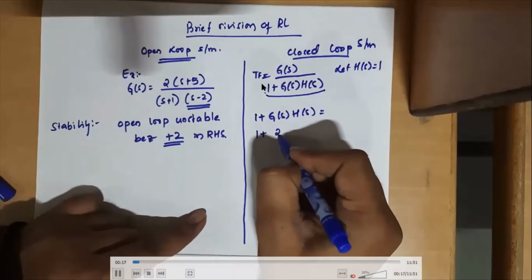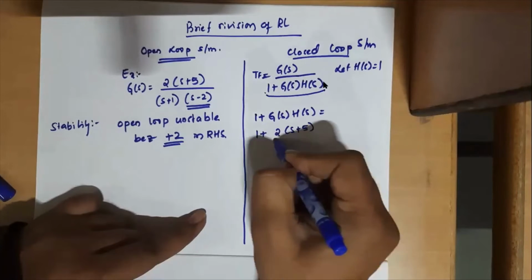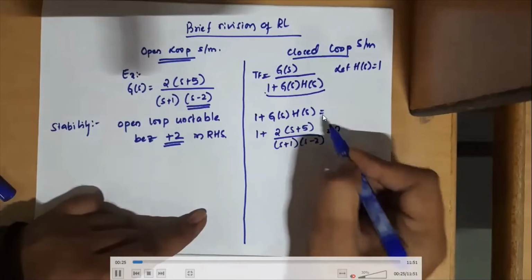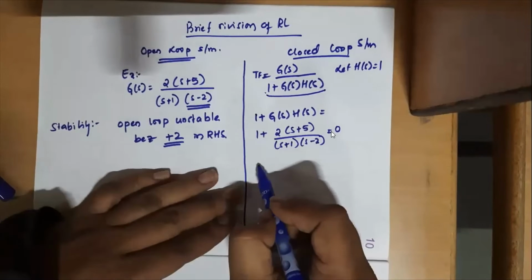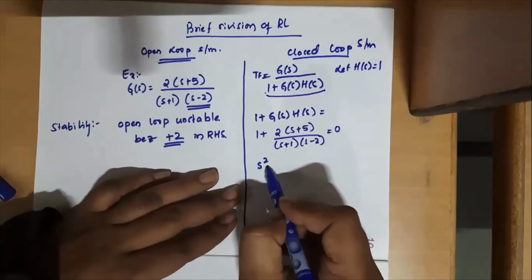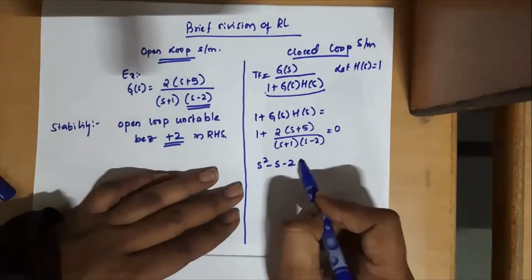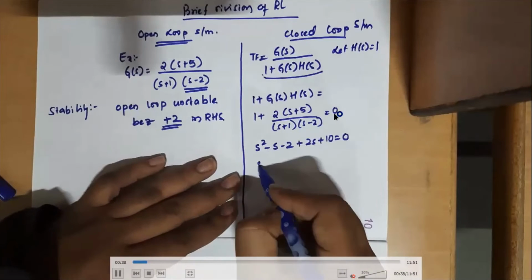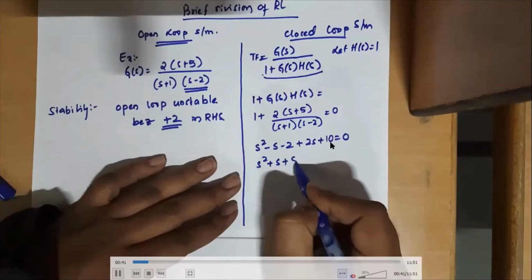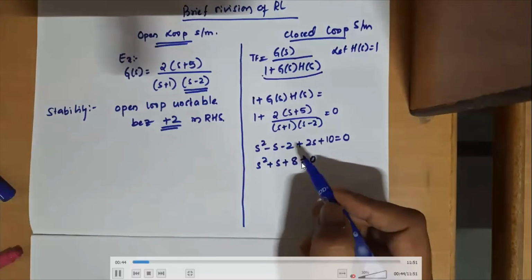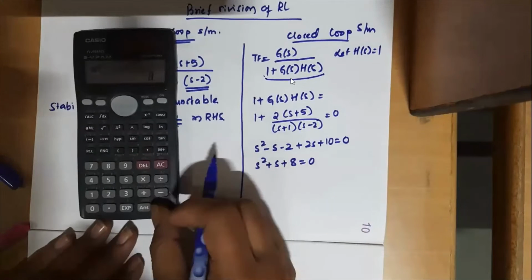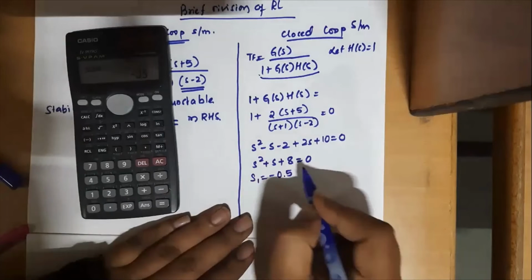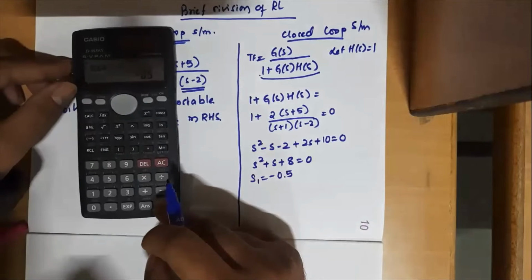So we'll find the roots of this denominator, then we will comment on the stability. How to find the roots of this denominator? Substitute 1 plus G(s)H(s) equated to 0. So you get s square minus s minus 2 plus 2s plus 10 equal to 0, and the denominator goes to 0. So we have s square plus s plus 8 equal to 0 as the denominator. Then I will check the roots of this and calculate those values.